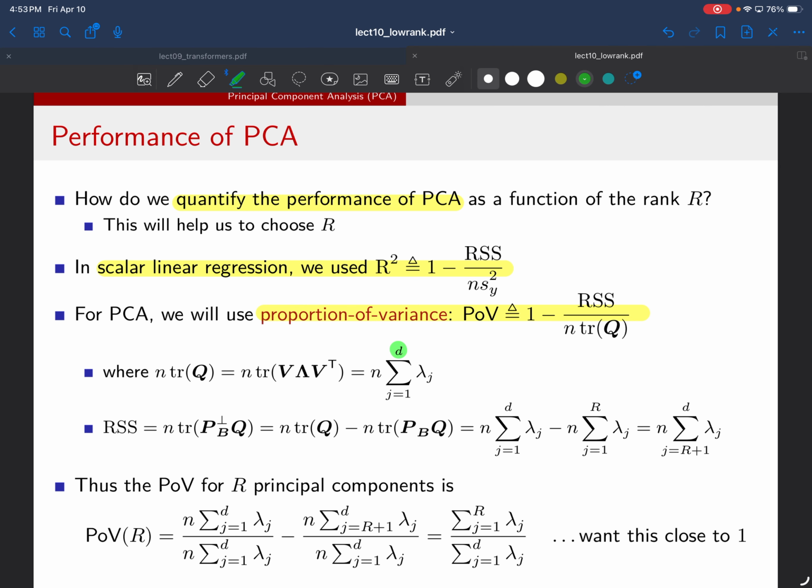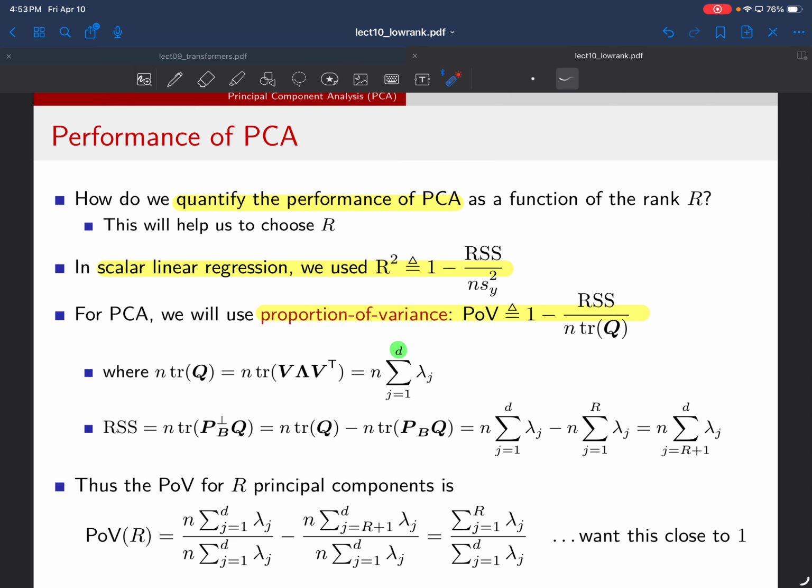What about the RSS? We deduced earlier that this is n times the trace of P_B Q. And earlier we had split this, we had written this as I minus P_B, that allows us to split things this way. And so now this first term, we just derived this. And what about this other term?